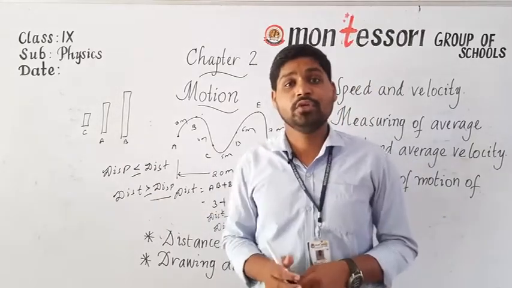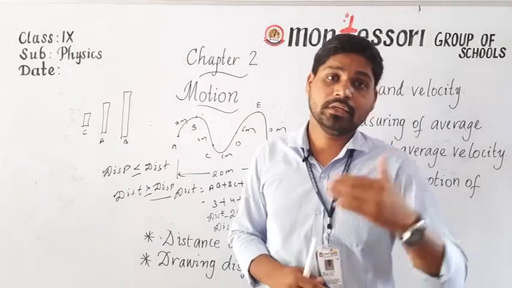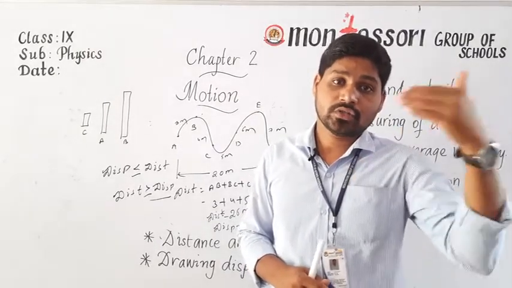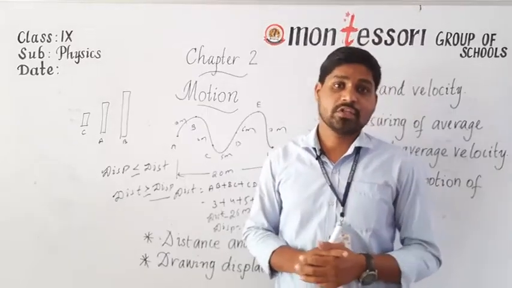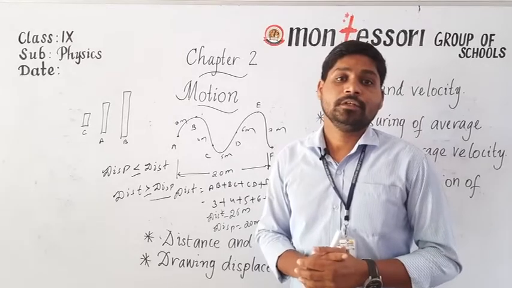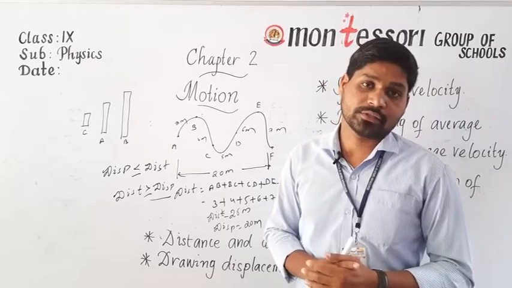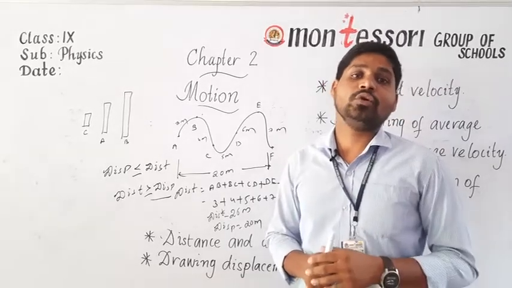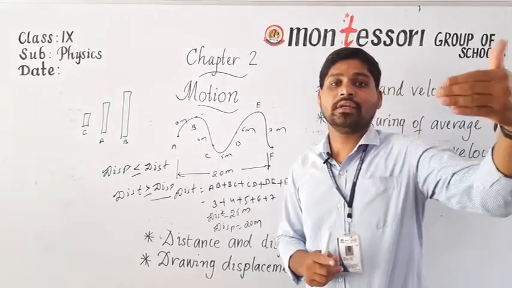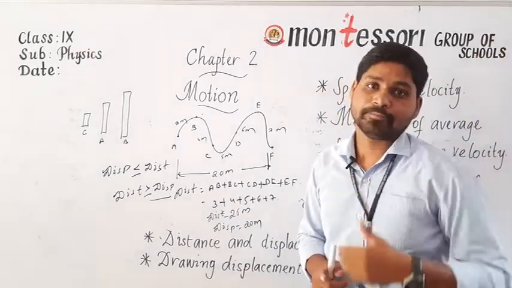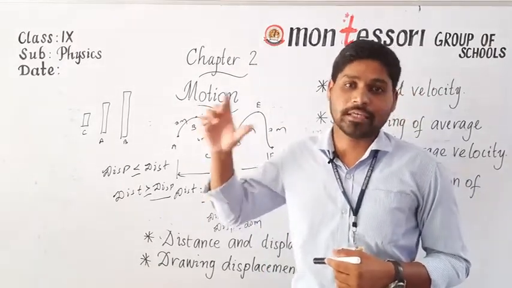I will give an example to you. If you start from home and go to purchase vegetables from the market, the distance between your home and the market is 2 kilometers. In this case, I am going to explain distance and displacement. If you start at home and reach the market, purchase all the vegetables and come back, the starting and final point are both the same.